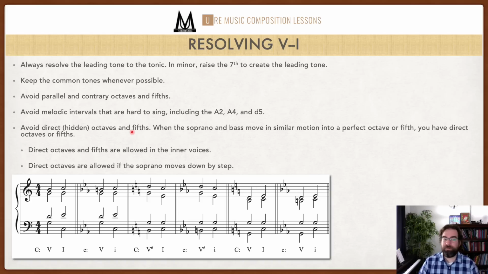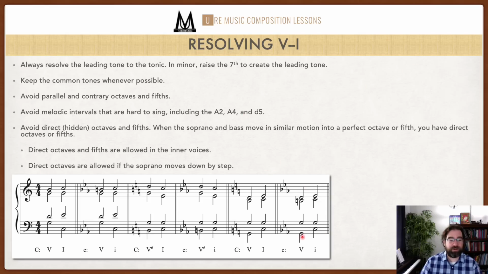So when the soprano and bass move in similar motion into a perfect octave or 5th, you could have direct octaves or fifths. Direct octaves and fifths are going to be allowed in the inner voices. So that's one way you can get away with them. And this is really a rule that specifically applies to 4-part counterpoint and 4-part harmony. And direct octaves are allowed if the soprano moves down by step. So that's another way you can get away with direct octaves.